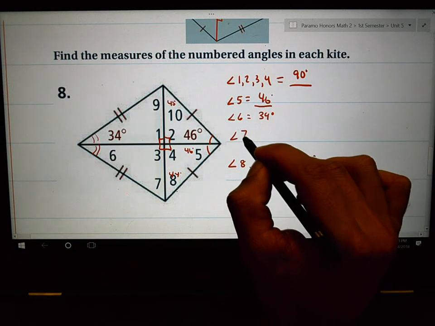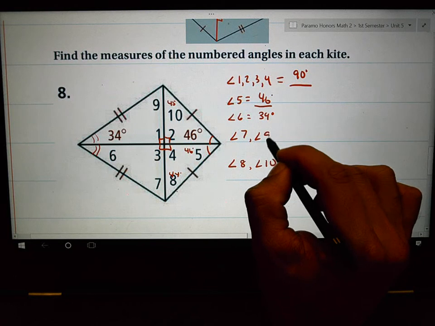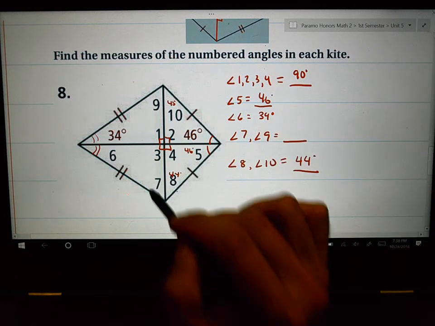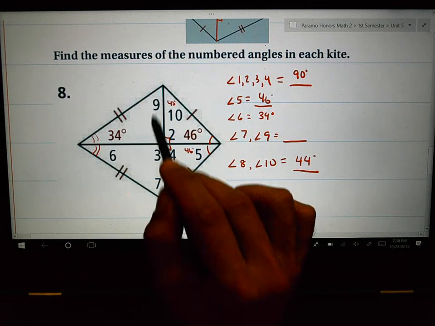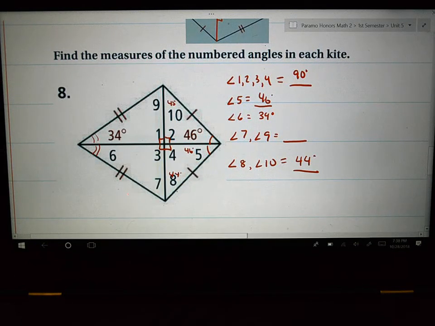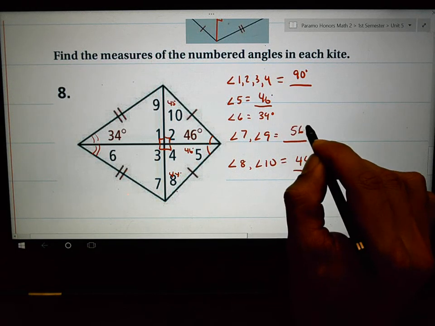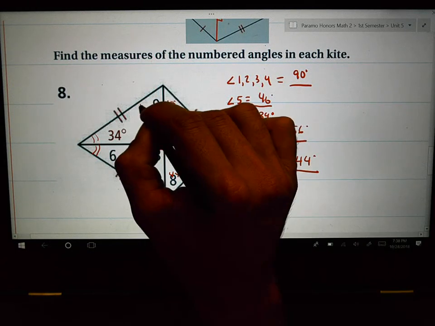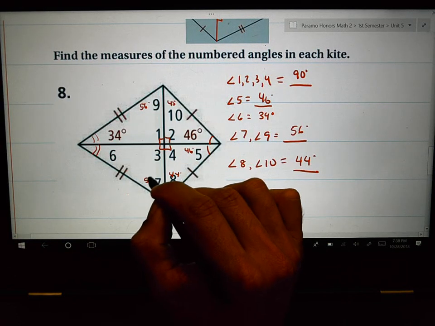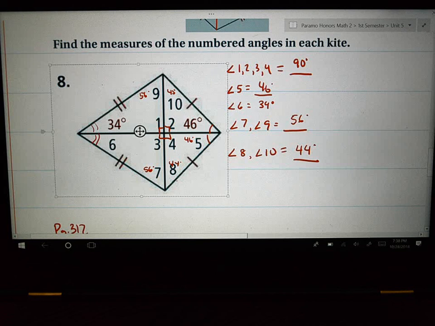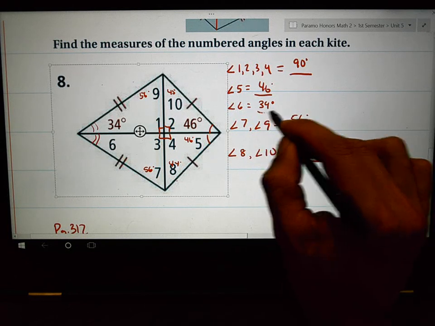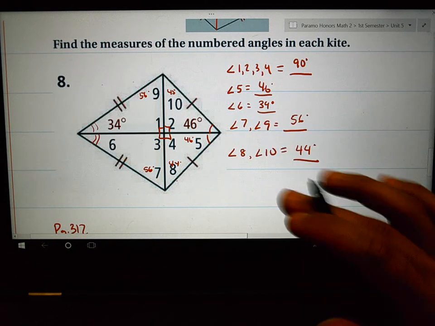Angle 7 and angle 9 will be the same as each other. 34, 90, and this angle should add up to 180. So these two are complementary. I'm going to do 90 minus 34 on my calculator and get that it has to be 56 degrees. And we found all the angles. A lot of questions in that one.